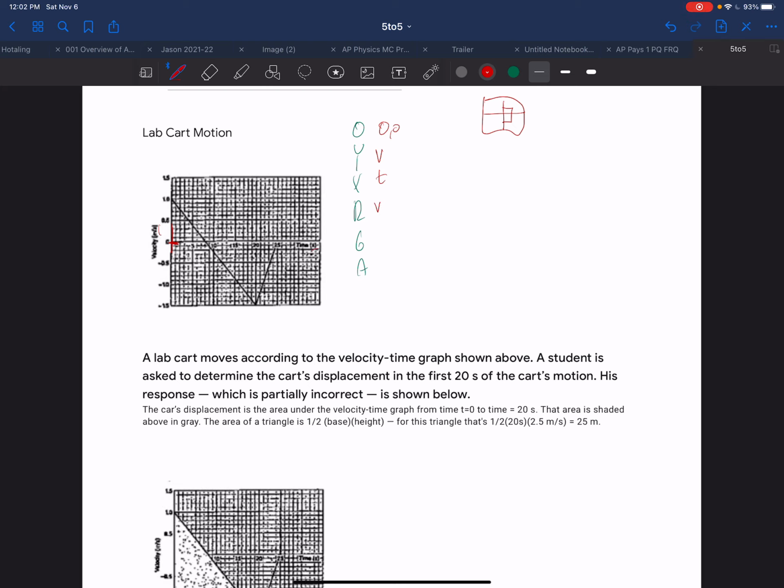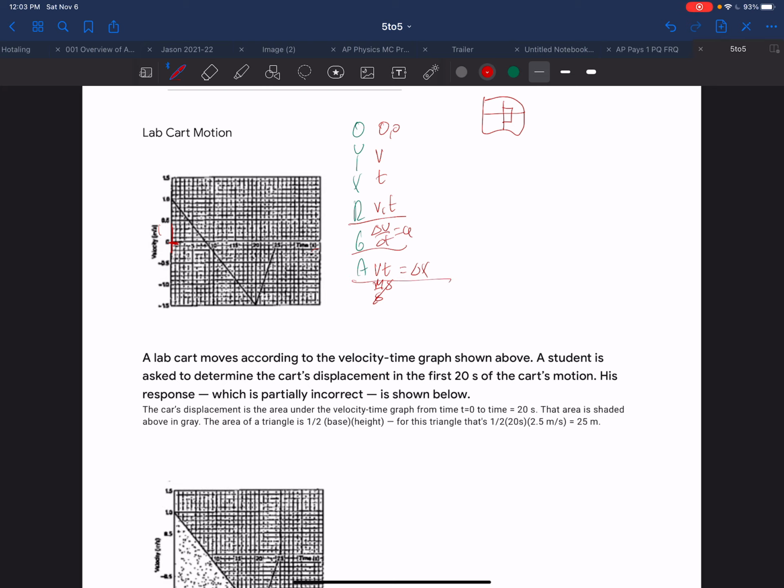So the things we can read are velocity and time, so any questions about velocity and time we'll simply read off the graph. The gradient, delta v over delta t, is the acceleration, so any question about acceleration will be related to the slope. And the area is v times t, which is meters per second times seconds, which is displacement. Any question about displacement will be related to the area.